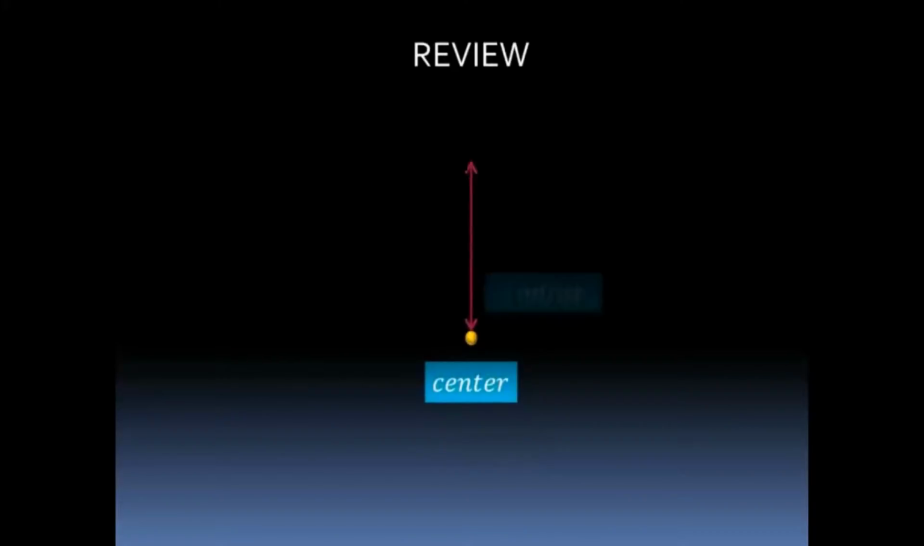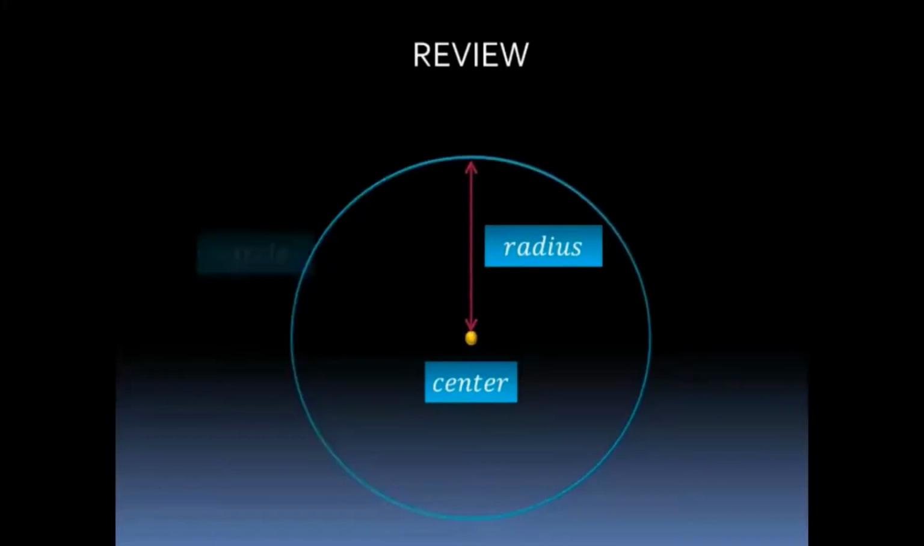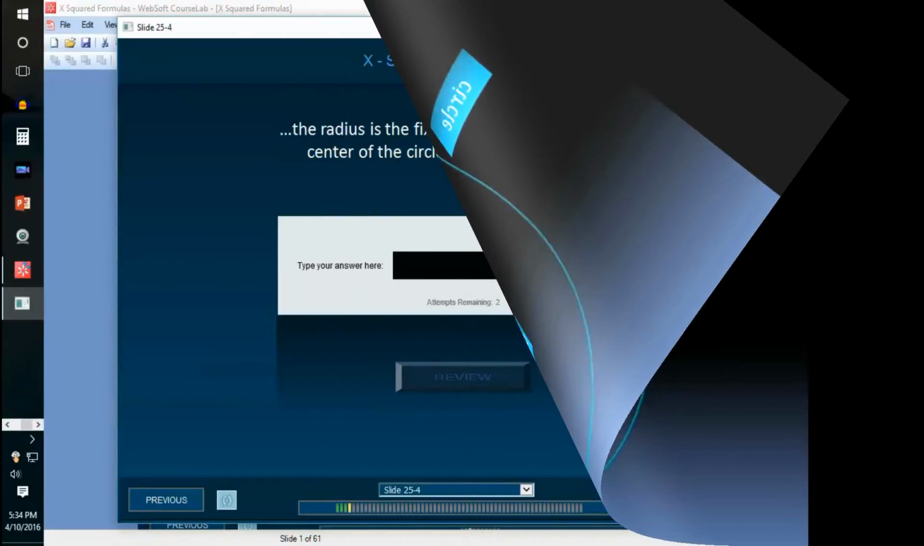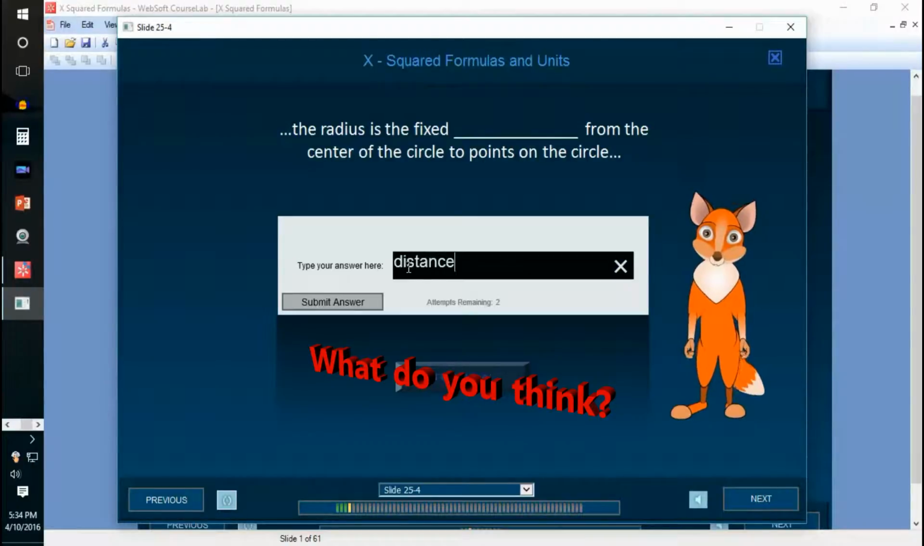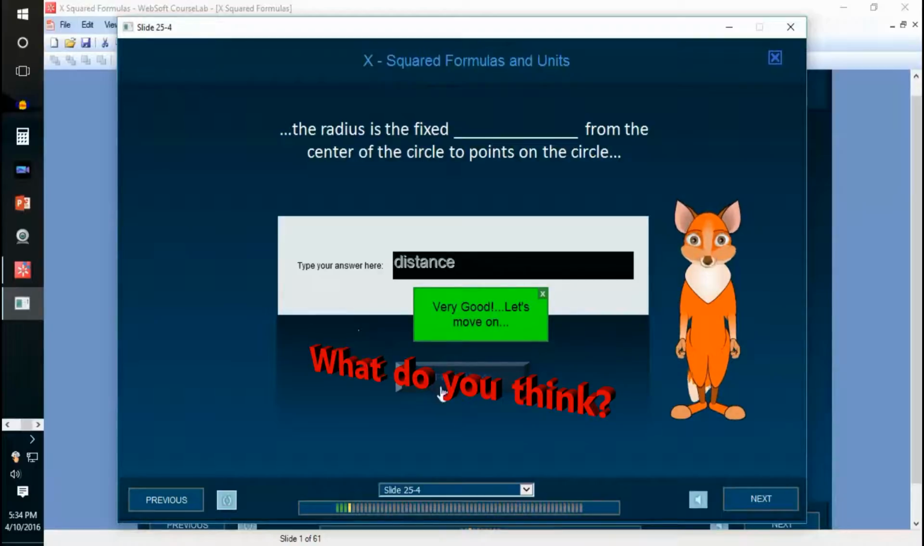Some quick review. The center, the radius, the circle. The radius is the fixed distance from the center of the circle to points on the circle.